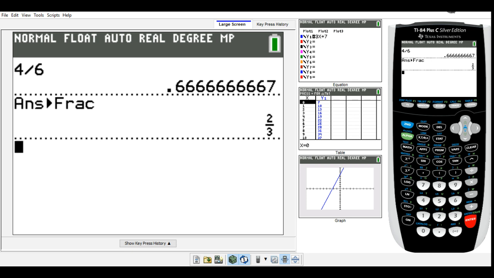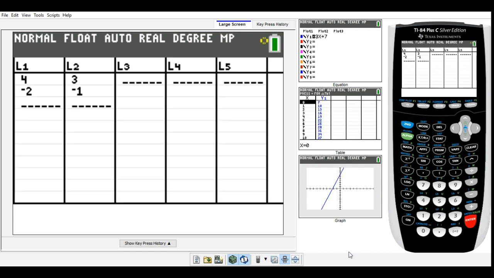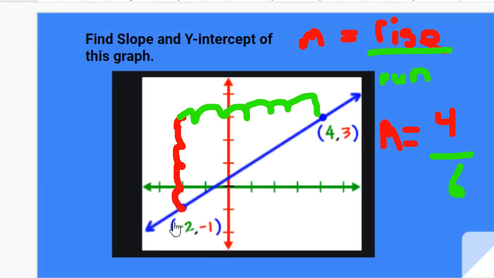Now we're going to do the same problem on the calculator. Go to stat, and then enter. If you see that there's stuff already entered in here, you just hit delete, delete, and it gets rid of it. We're going to use the same exact points, (-2, -1) and (4, 3). You type it in.